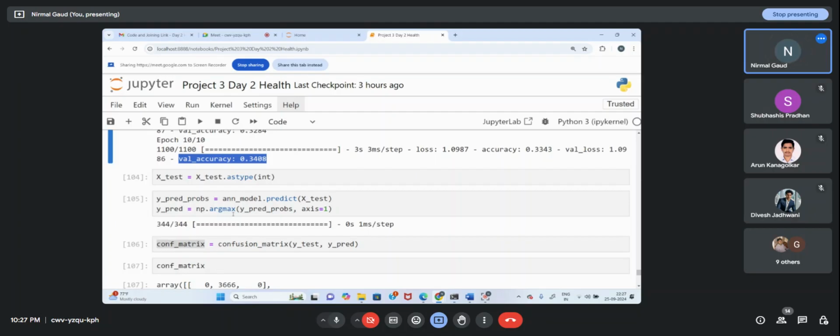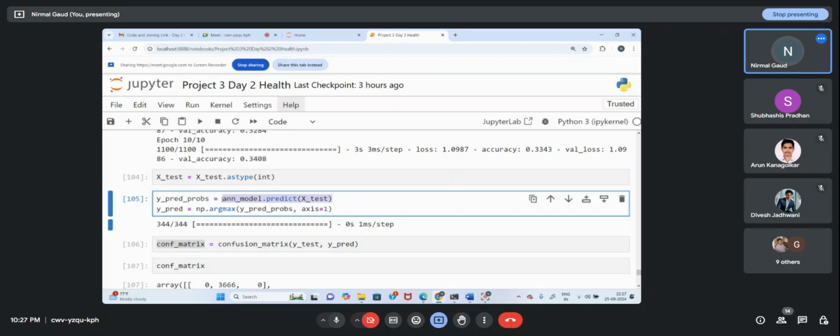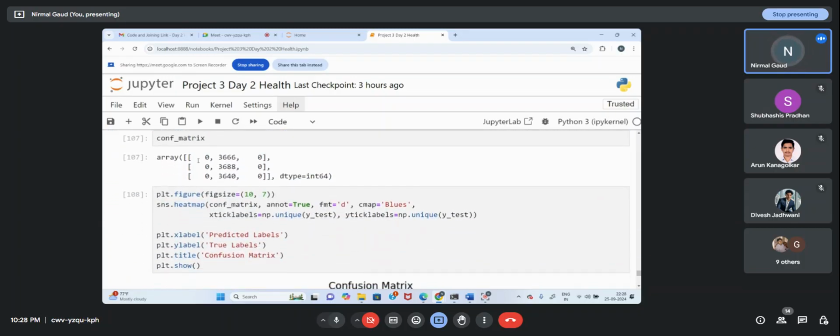Still, so shocking. If I give X test to the model for prediction, and I use argmax on the probabilities it prints for all the classes, and then draw the confusion matrix, I see 0, 0, 0, 0, 0. That means deep learning has totally failed. At least in machine learning there was something.